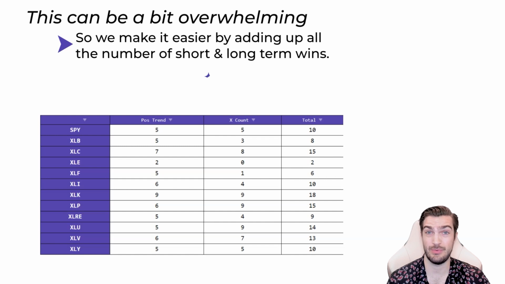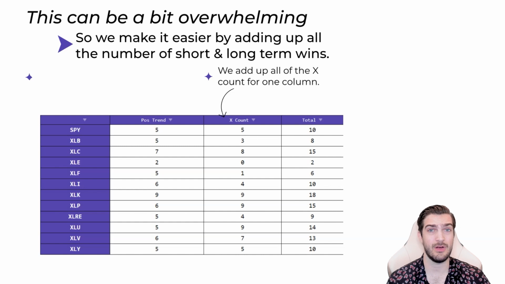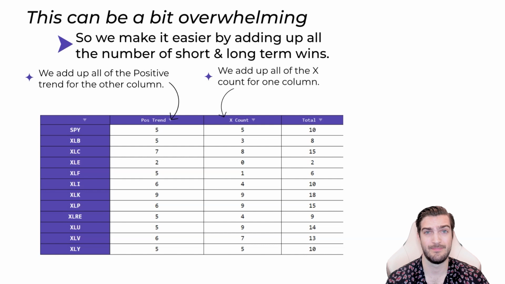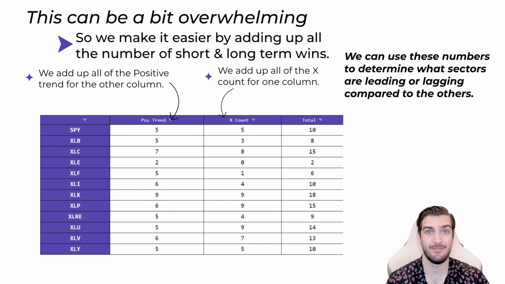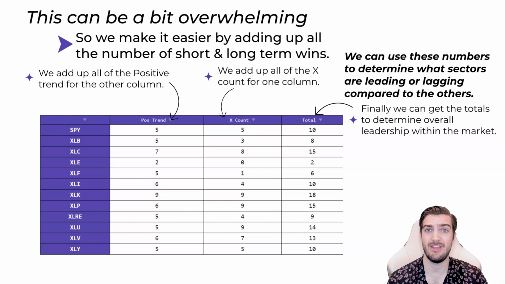So, for our short-term direction, that would be adding up all of the X's. For the long term, it would be adding up all of the P's, or positive trends. The end result is a table of numbers that we can then sort from highest to lowest to see which sectors are leading or lagging compared to the others. Finally, once we have the total number of positive trend and X counts for that sector, we can add the two together to get its overall score called the total count.